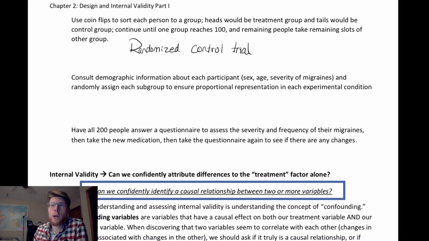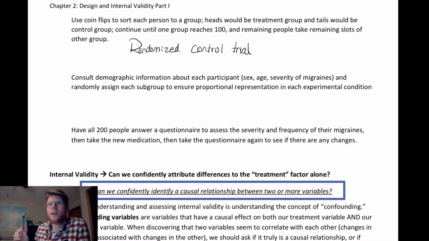And that's because a coin flip is a random chance process, right? So that's not a biased process. It's not like sorting the first 100 people who sign up to one group, because that has a systematic bias. A coin flip, though, is going to be independent of the person it's being used on. So therefore, I should end up with pretty randomly sorted and balanced groups of people in this case.